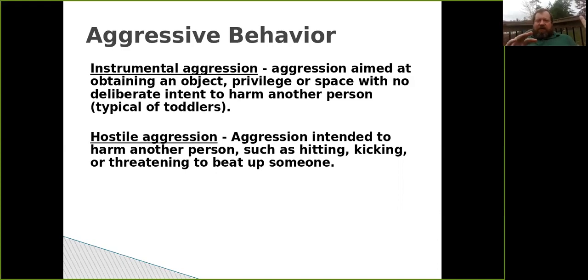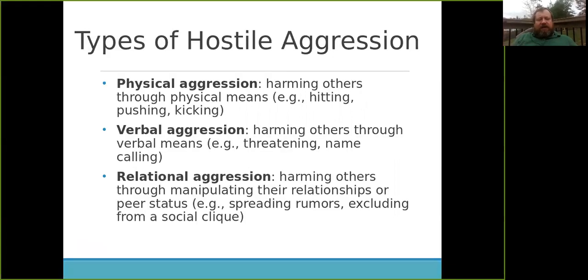Some children, however, will have higher levels of aggression than others, and they will continue using aggression over the course of development. So let's look at some of the different types of hostile aggression. One type is physical aggression, where it's the actual physical hitting, pushing, kicking, harming someone else with physical force. A second type is verbal aggression, which is harming through verbal means, threatening, name calling.